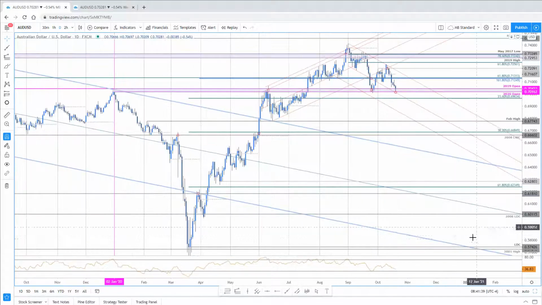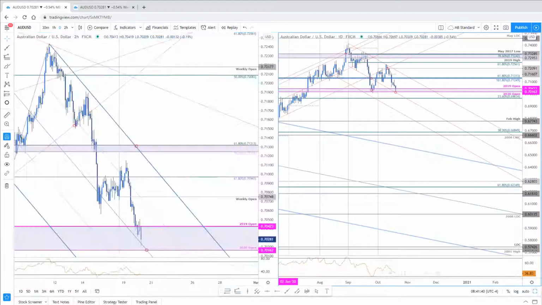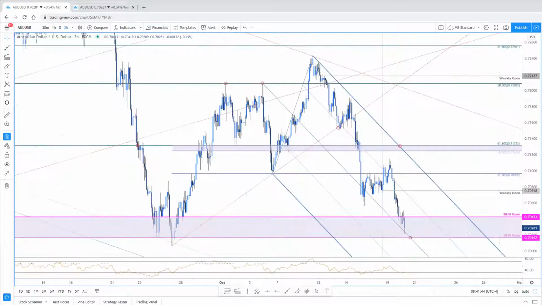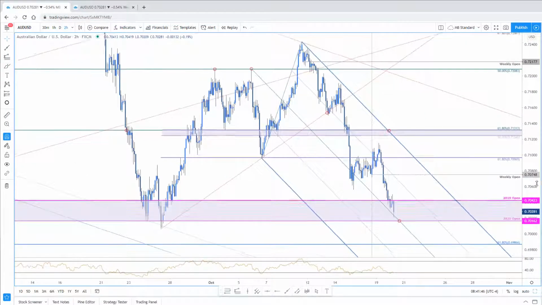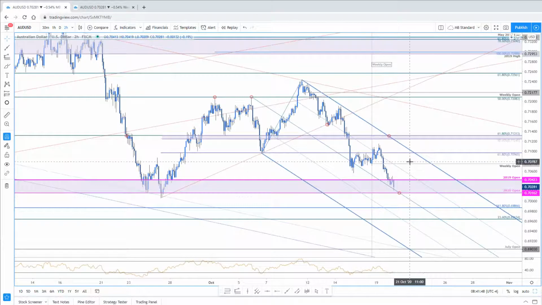Questions on Aussie? Near-term resistance right here. So the weekly open, 70.75. That's what I labeled for you guys last night as initial resistance. You have 70.96, which is the 618. It was the drop that we made here.